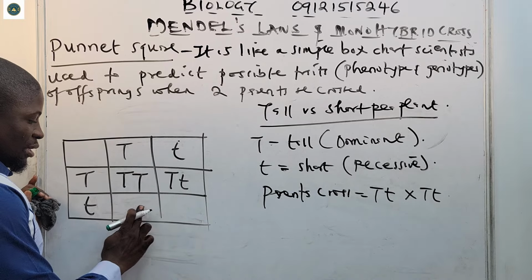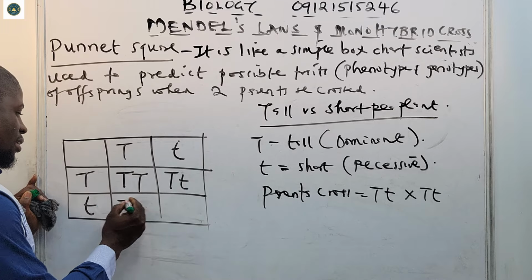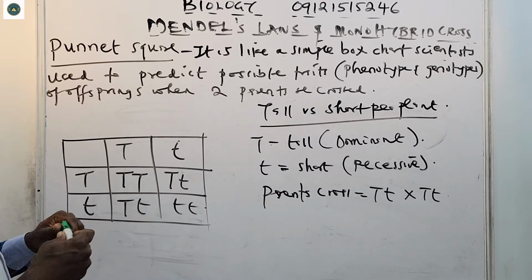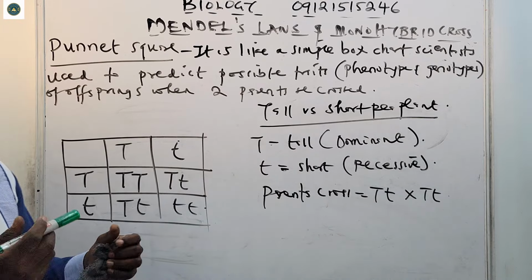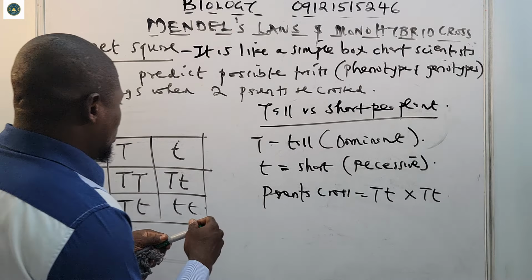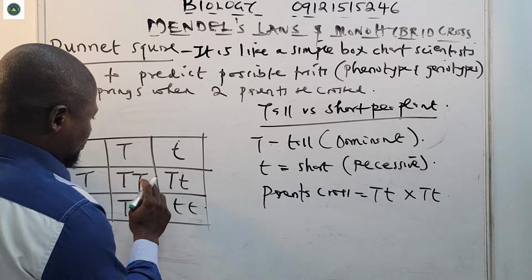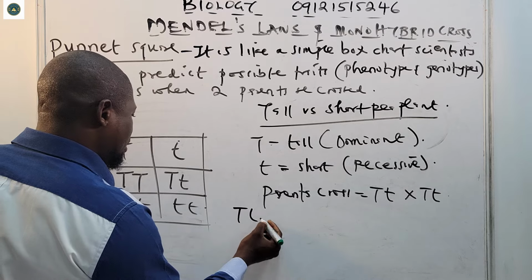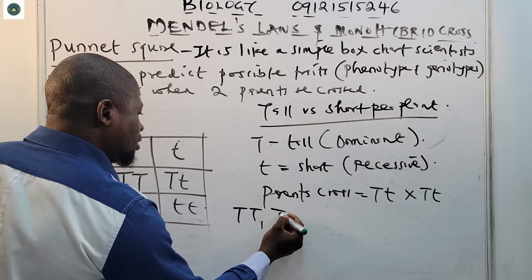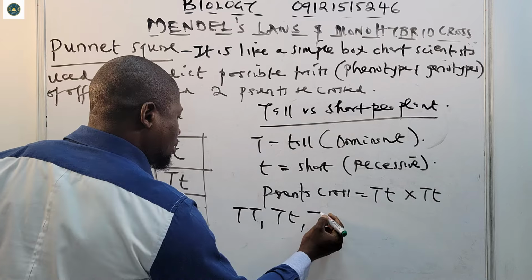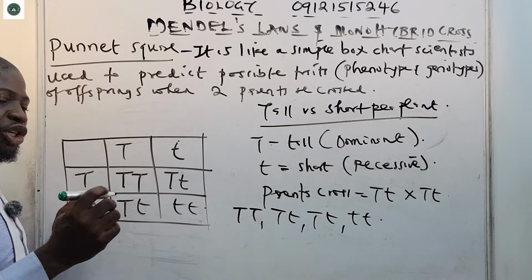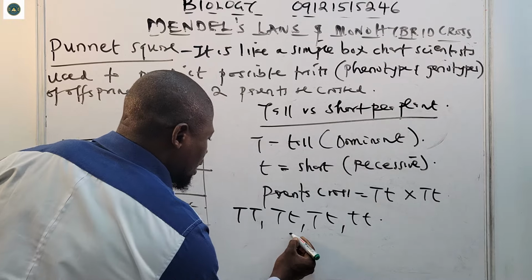So please, I'm showing you how to use the Punnett Square. Like we said, it helps us to see the genotype and the phenotype ratio, all right? So now for the genotype, what are we seeing? First of all, I see TT, which is tall. Then I see Tt, then Tt, then tt. All right, so the genotype ratio will be what now?